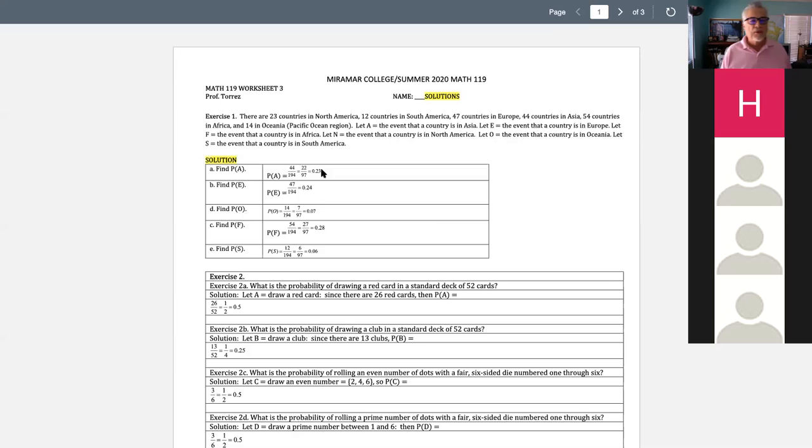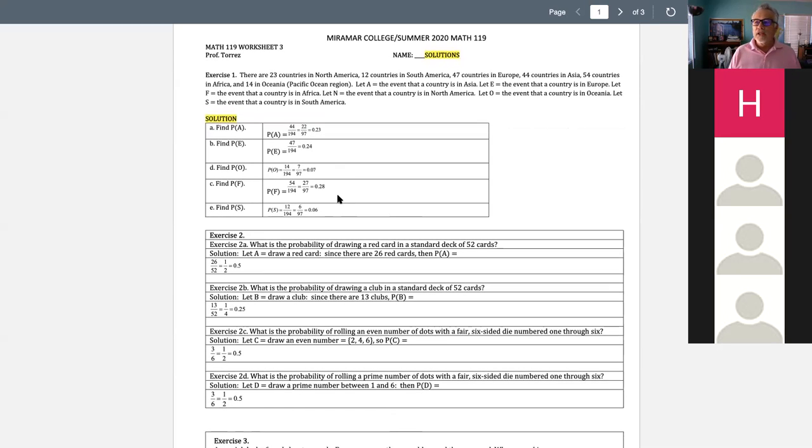All right, so we can do that with each one of these events. E is the probability that a country is in Europe, okay? And we're told that there are 47 countries in Europe. So we would take our relative frequency, 47/194, and get 0.24. All right, are there any questions about this problem?